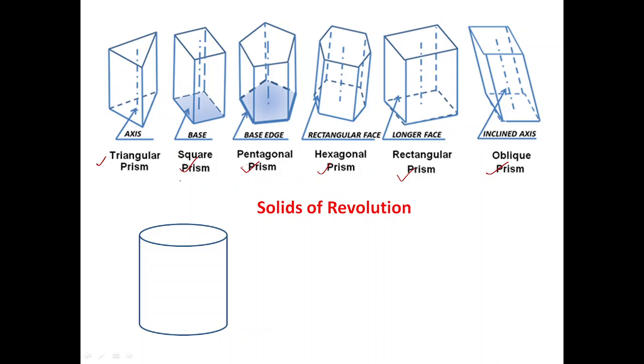So you just observe the CG of the top surface and the CG of the bottom surface. If you join them, you are going to get the axis of the prism. Next, the object which is going to be placed on the surface, that surface of the solid will become the base.